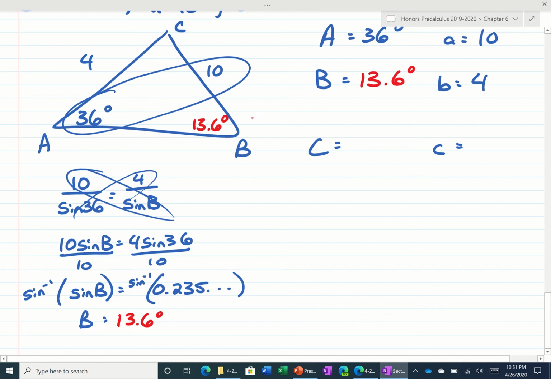And if that angle is 13.6, then we could do 180 minus the 36 and the 13.6. Get what angle C is. It gives us angle C of 130.4 degrees.